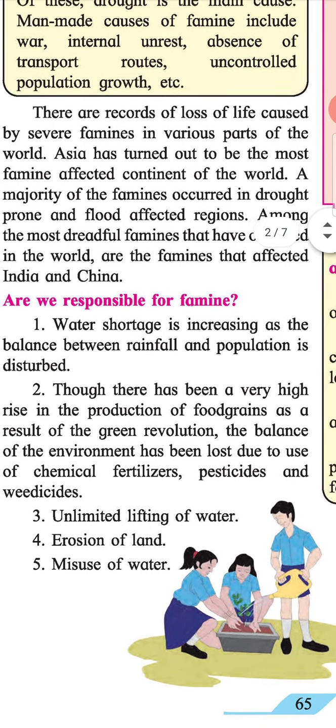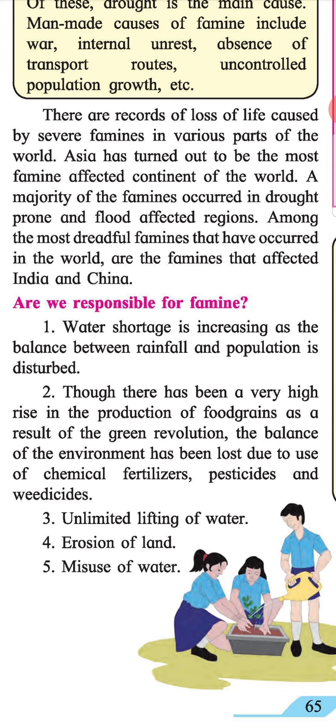There are records of loss of life caused by severe famines in various parts of the world. Asia has turned out to be the most affected famine continent of the world. A majority of the famines occurred in drought-prone and flood-affected regions. Among the most dreadful famines that have occurred in the world are the famines that affected India and China.